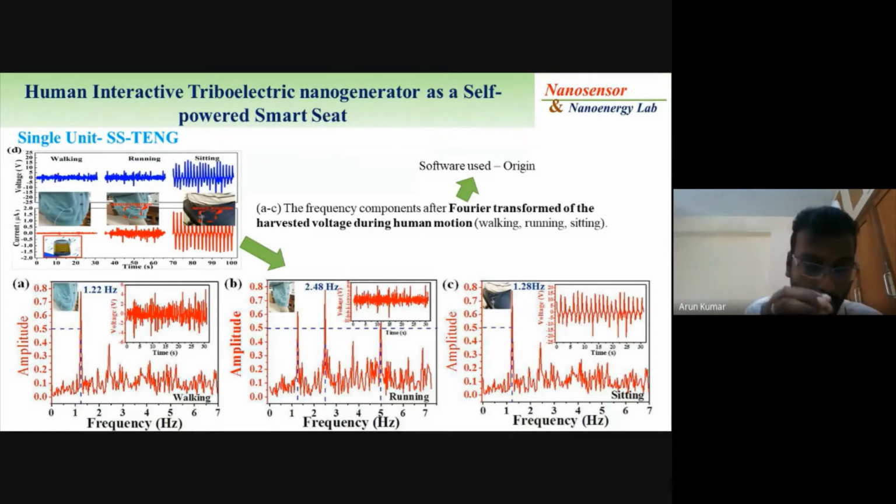Sorry, this is for the nano voltmeter. From the nano voltmeter, we took the data in CSV file format and then input it into Origin software, where we did Fourier transform analysis. Then you get this data. For walking it is around 1.2, 2.48 for running, and 1.28 for sitting. If you have any doubts, you can count the sitting, and exactly this will match. That accurate is the Fourier transform in Origin software.